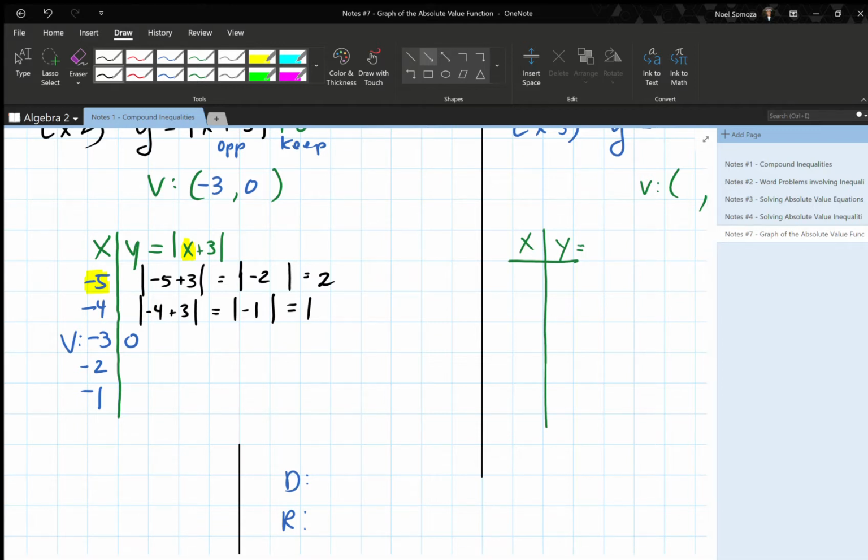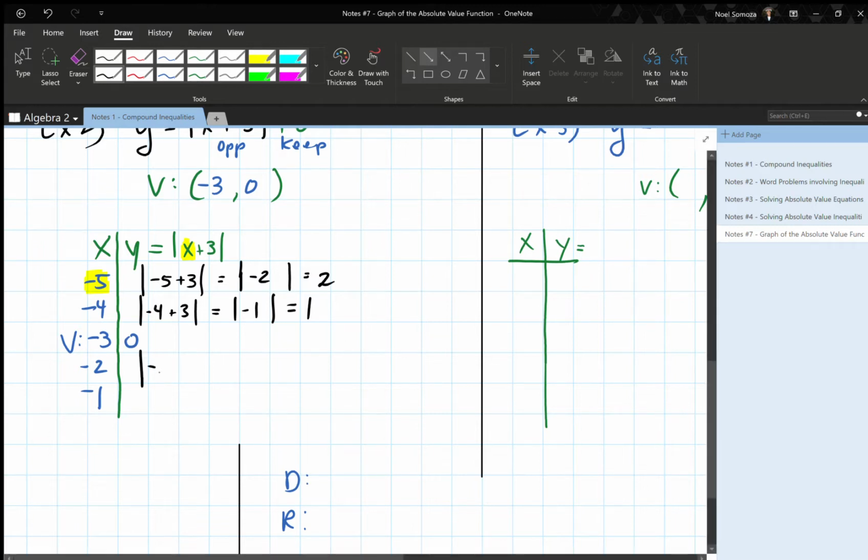All right. And we do the same for the other two. Okay, so let's do that. Absolute value of negative 2 plus 3. That gives us absolute value of 1 on the inside, because when I combine these two, I end up with a positive 1. That still equals 1. And then finally, negative 1 plus 3 equals absolute value of 2, which is still 2.